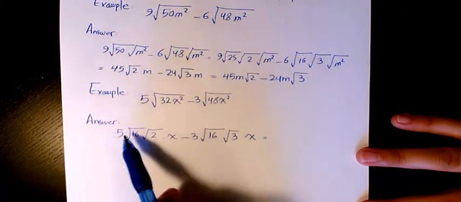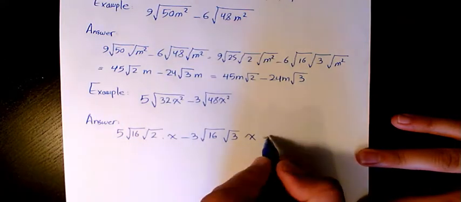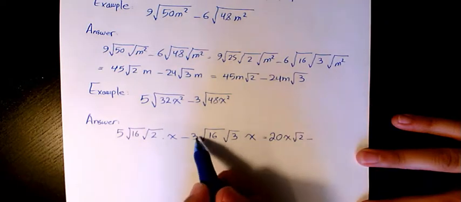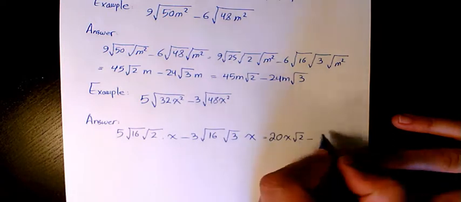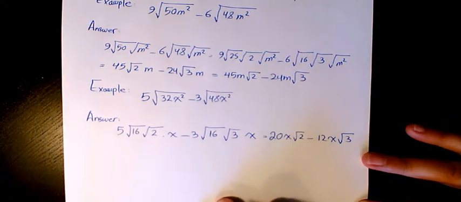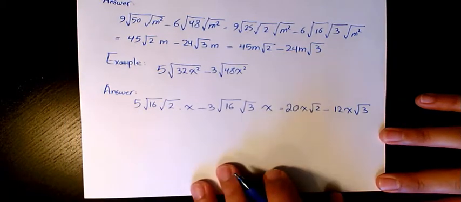Square root of 16 is 4, so 5 times 4, 20, it's going to be 20x root 2 minus 3 times square root of 16 is 4, 3 times 4, 12, it's going to be 12x root 3. This is the final answer.